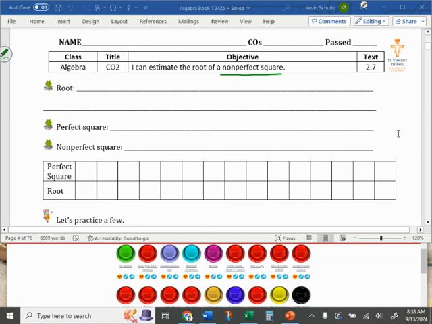So our goal today is to be able to look at a non-perfect square and estimate its decimal value, essentially round it. And we're going to go near 10 today.